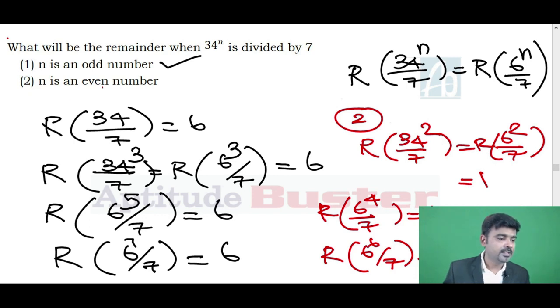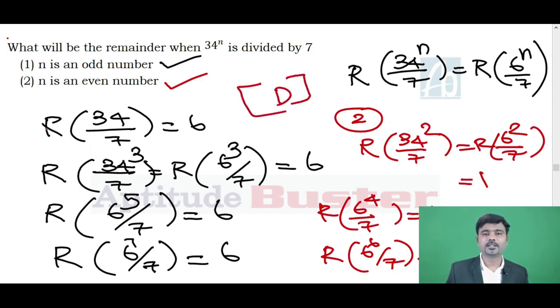So if n is an even number, we get a unique value, 1. Okay, what's the answer choice for this one? First statement alone is sufficient to find the unique remainder. The second statement also is sufficient to find the unique remainder. The answer choice for this question is D.